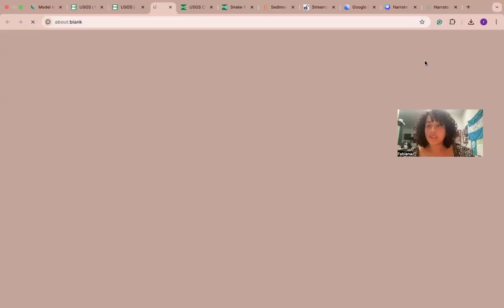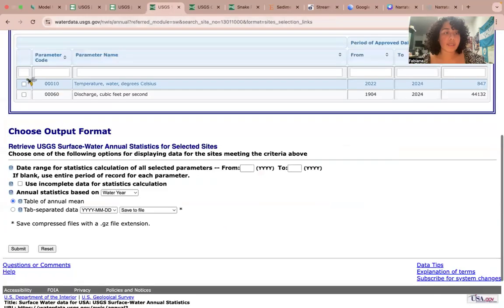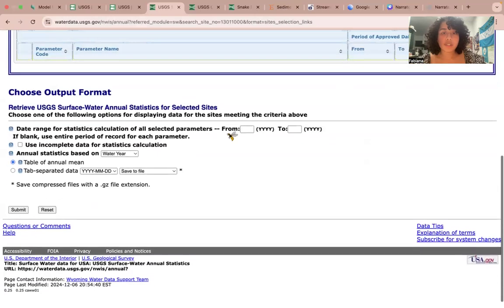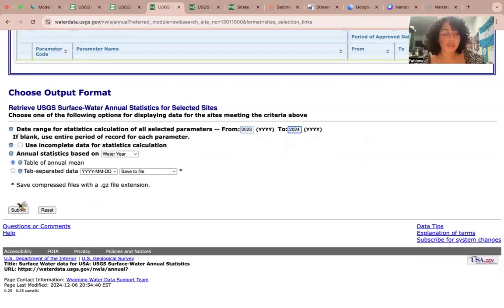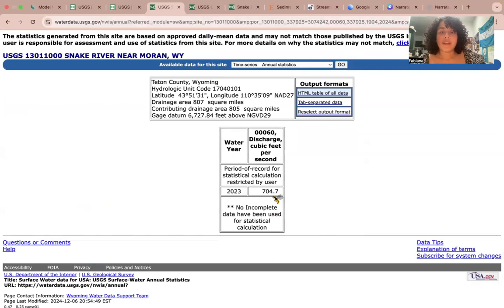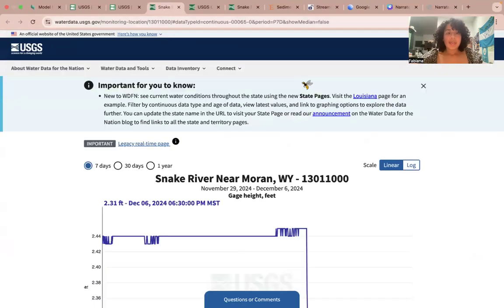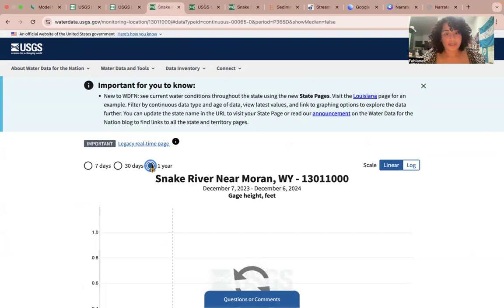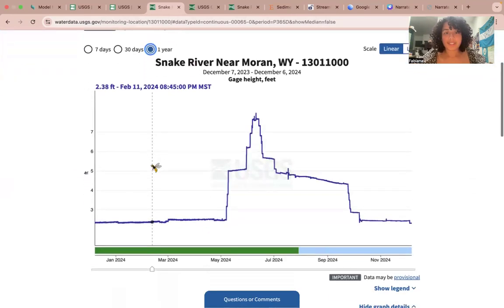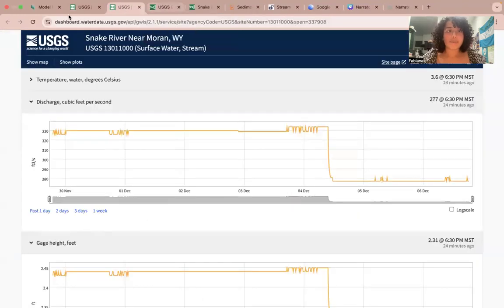Once I move over to the data and click on annual statistics and click for just the discharge, I'm going to put it for a whole year and then submit. This is the discharge in cubic feet per second, which is 704.7. I can also see this in a different way on this site by going to the site page and selecting the gauge height for up to a year. And that is the gauge height for a year at the Snake River near Moran.